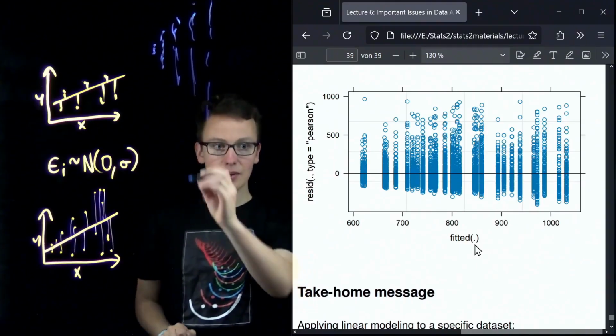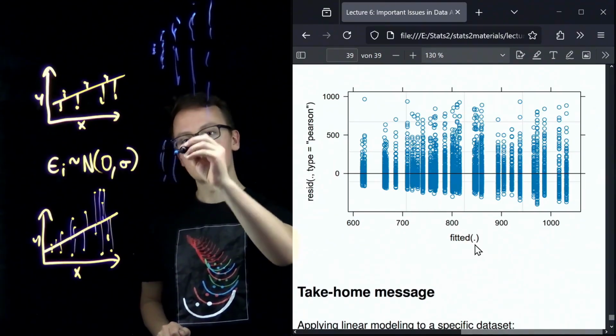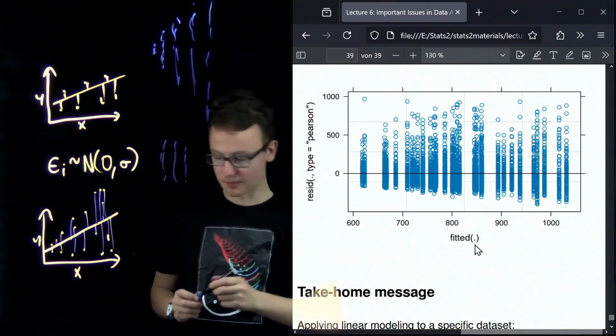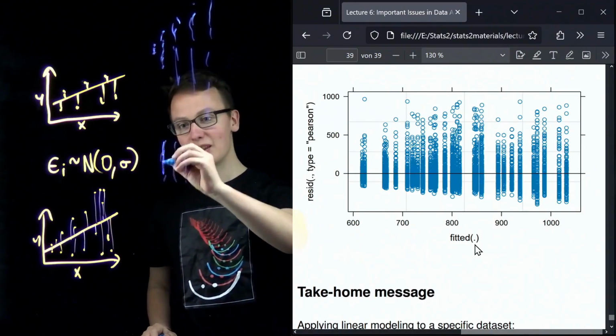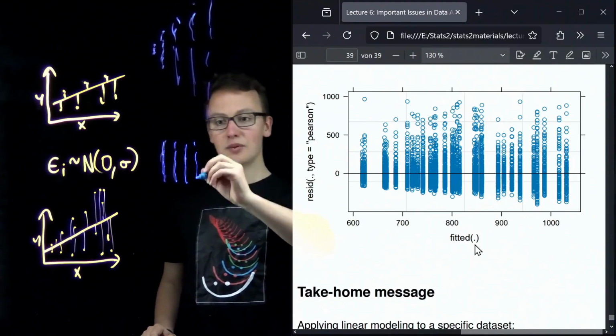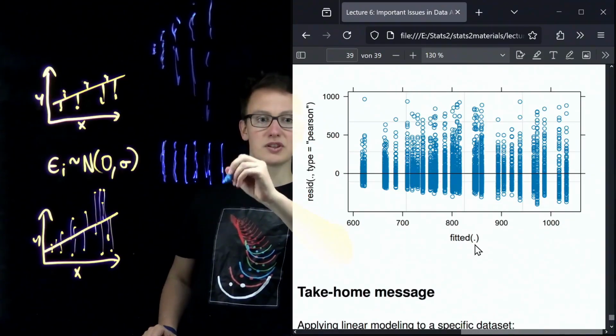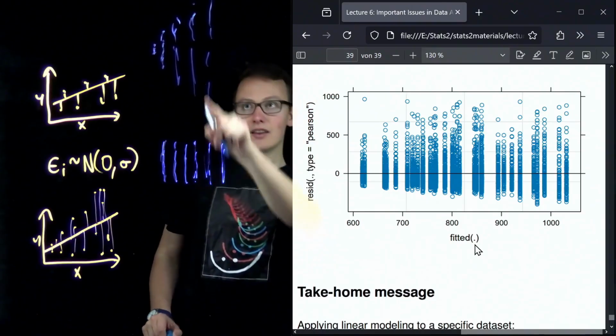Ideally, for homoscedasticity, we want to see that no matter where we are on the axis of the predicted values, we have roughly the same spread for the residuals. So this is homoscedastic. This clearly isn't.